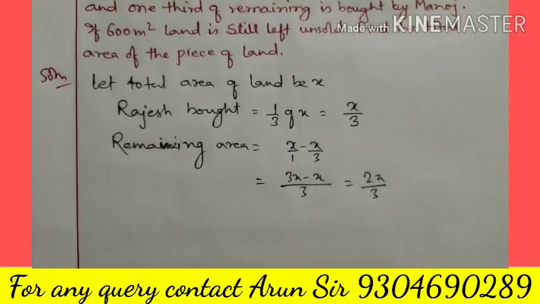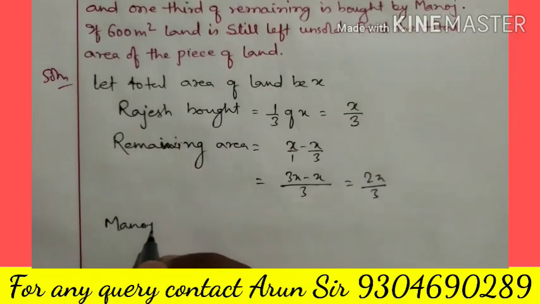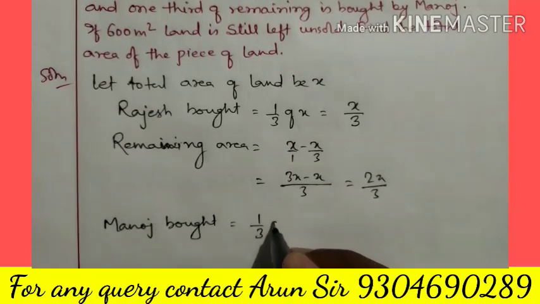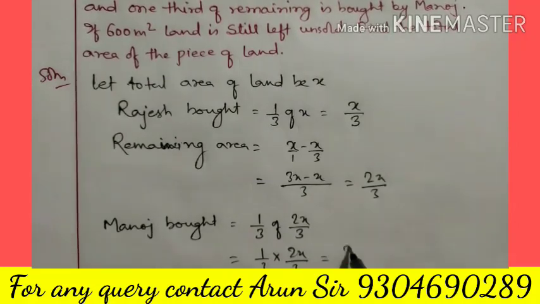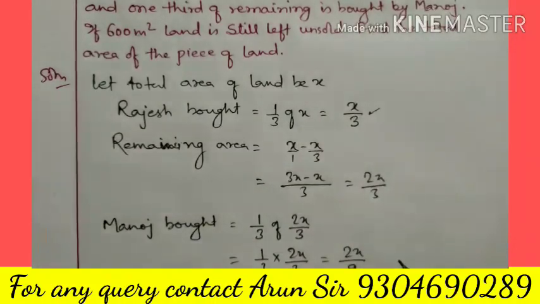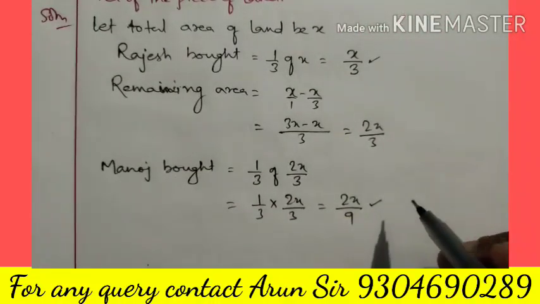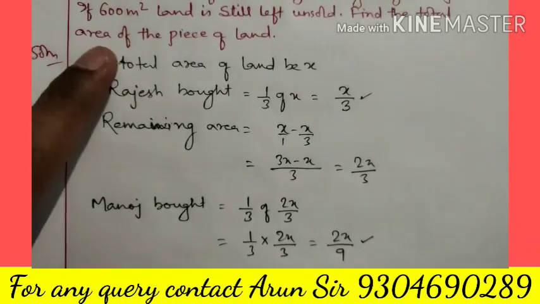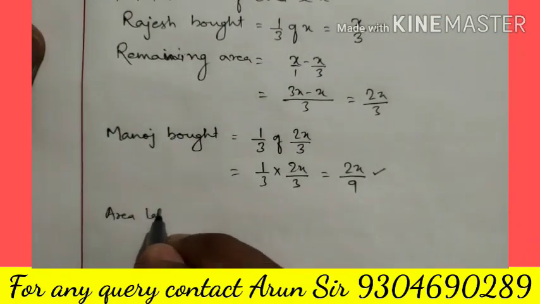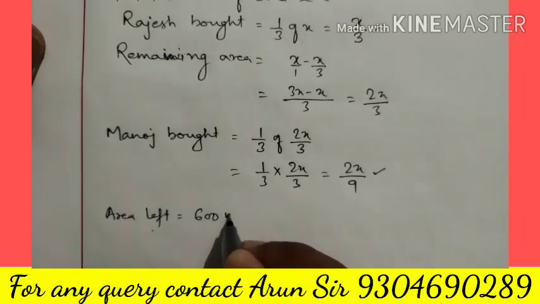Now Manoj has bought 1/3 of this one. Manoj bought 1/3 of the remaining. Remaining is 2x by 3. It means 1 by 3 into 2x by 3. It will be 2x by 9. Manoj has bought 2x by 9, and still 600 meter square of land is left. Area left is equal to 600 meter square.